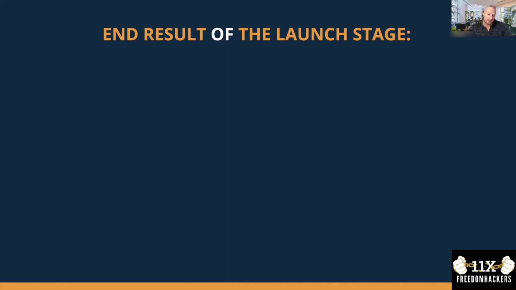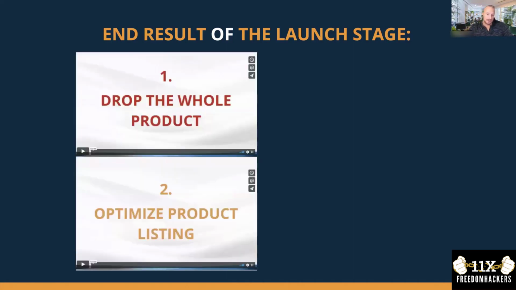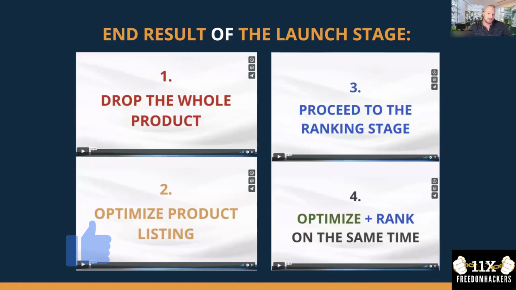You can take this launch evaluation and ask yourself which of 4 ways I should choose with my product, especially in the beginning. Maybe I should drop the whole product. Or maybe I should optimize my listing. Or maybe I should proceed to the ranking stage, since it's really cool and it works. Or maybe I should optimize the rank and the listing at the same time. So it's always these 4 choices, and you have to constantly do this.